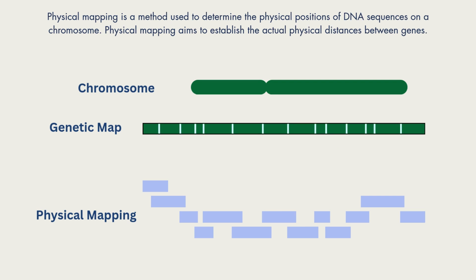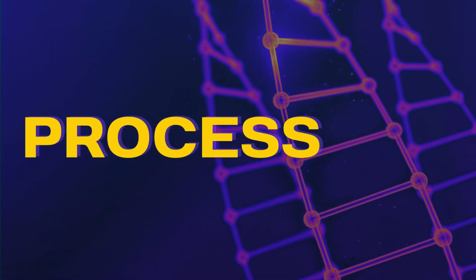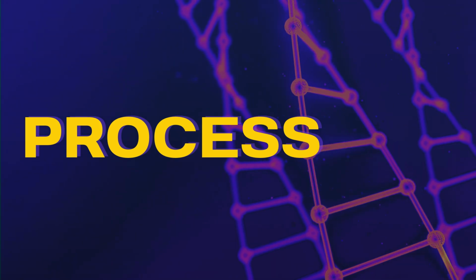Physical mapping is a method used to determine the physical positions of DNA sequences on a chromosome. Physical mapping aims to establish the actual physical distances between genes. Now, let us understand how physical mapping is done.